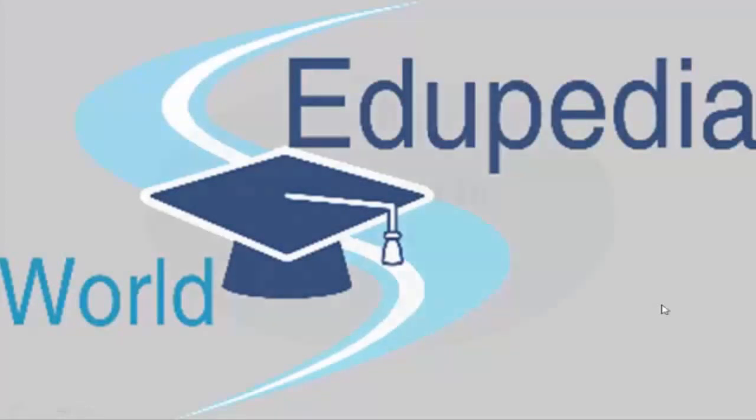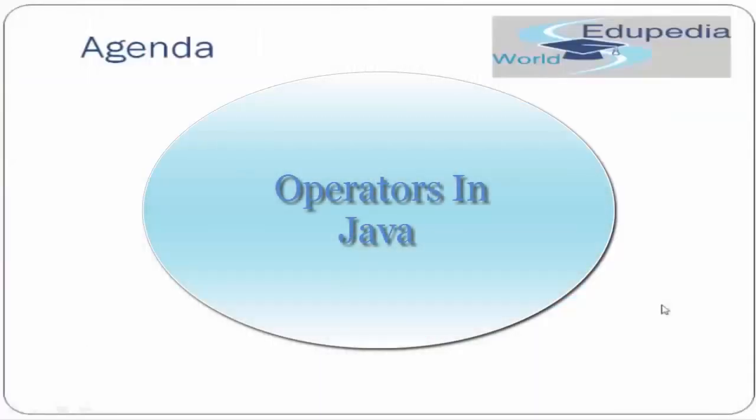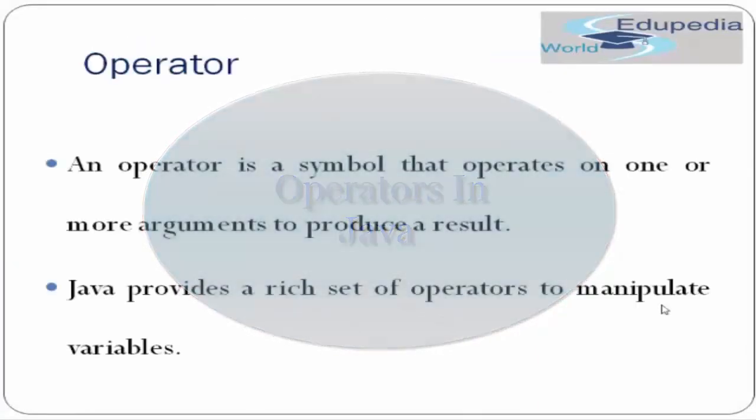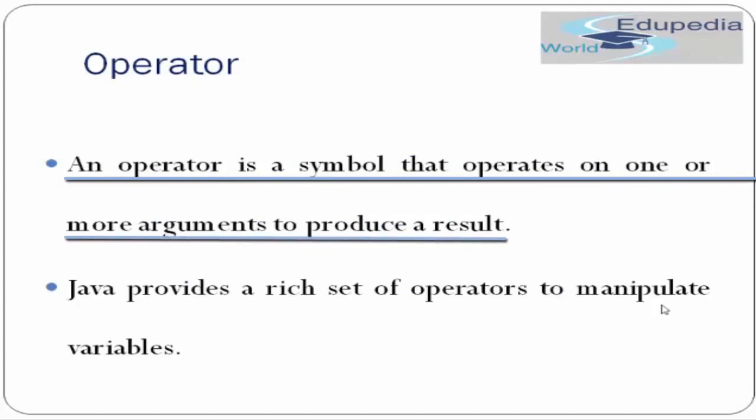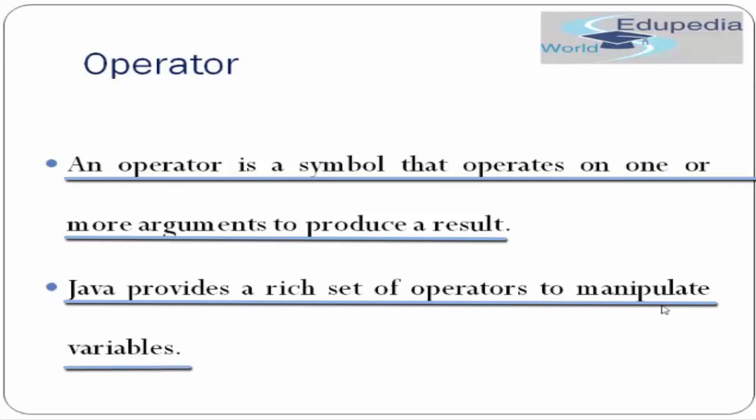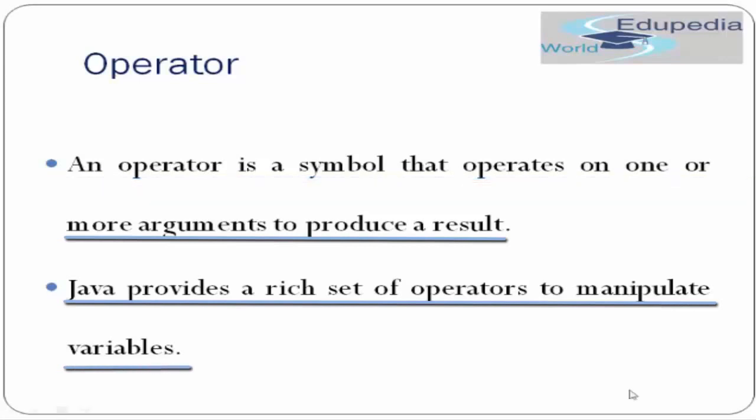Today, in this tutorial, we learn about operators in Java. So let's begin. Basically, an operator is a symbol that operates on one or more arguments to produce a result. Java provides a rich set of operators to manipulate variables. So an operator is a symbol which operates on one or more arguments and produces a result.